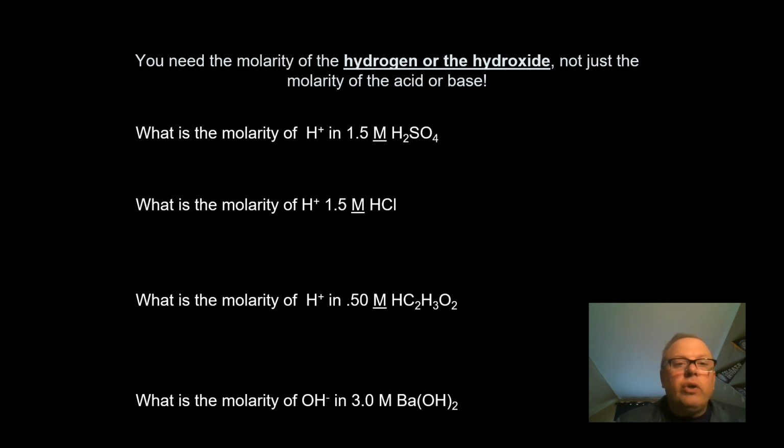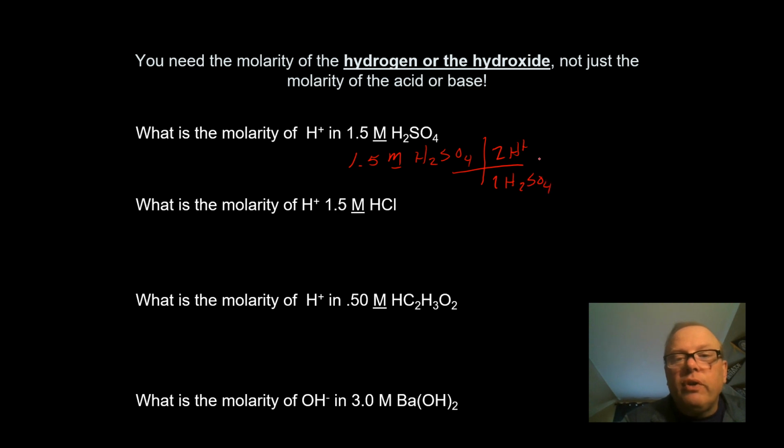Okay, so you need to have the molarity of the hydrogen or the hydroxide, not just the molarity of the acid and the base. So let's look at this first example up here. What is the molarity of hydrogen ions in 1.5 molarity sulfuric acid? So we have 1.5 molarity sulfuric acid, H2SO4, and there's two hydrogens in it. So two hydrogens for every one H2SO4 sulfuric acid means we have 3.0 molarity for our hydrogen ions, or our protons.